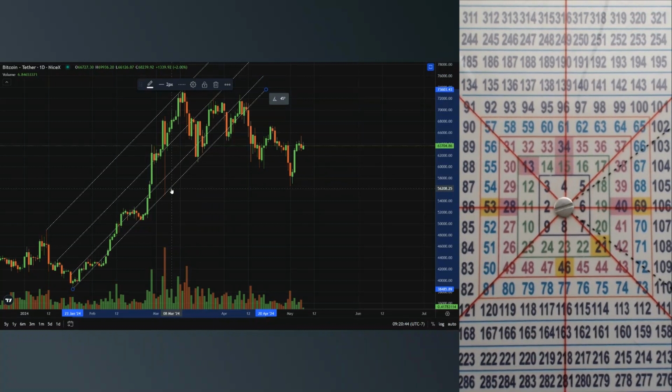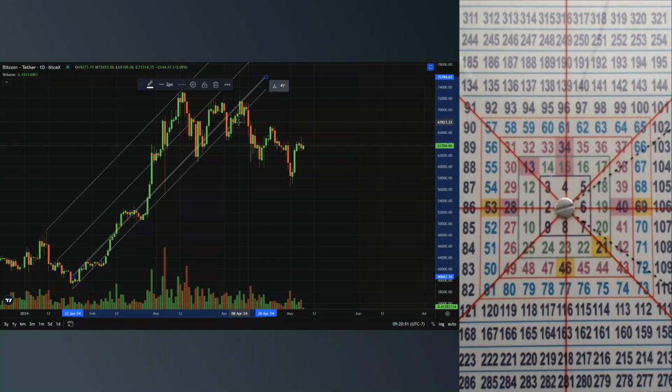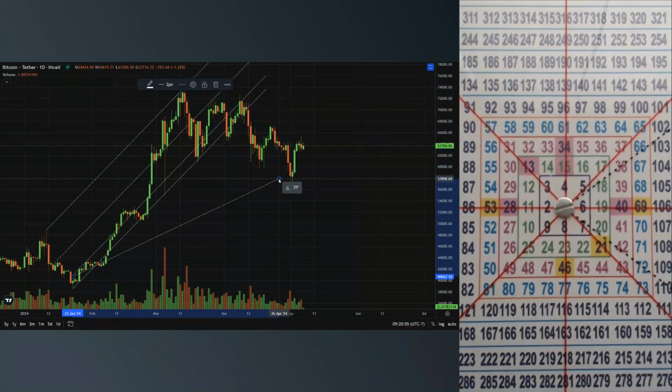Well, let's go ahead and clone one more, and watch this magic. All right, so we're going to take this one and we're going to go half. What's half of 45? Well, 22.5. Okay, so there's 23. So 22.5 is right about here. Well, what do you know? It's our bottom. Okay, important.